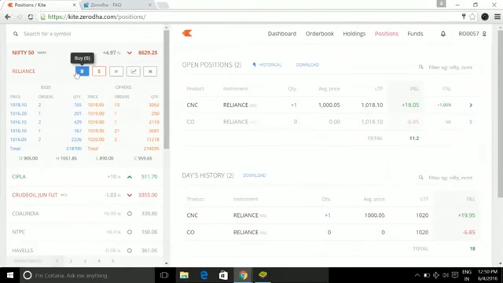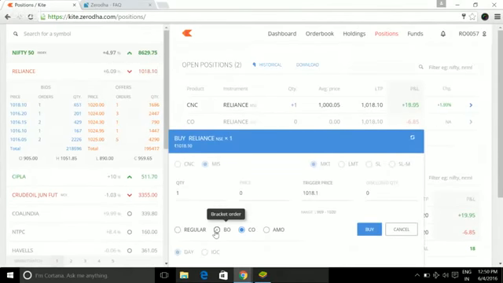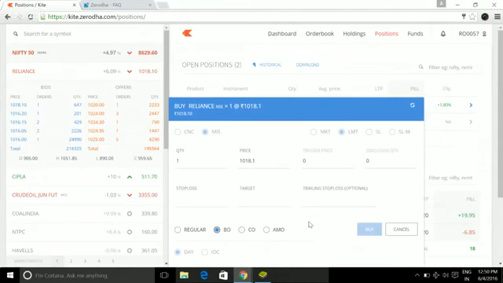Now, a bracket order: what we have on our Nest and Pi platforms, the desktop platforms, we've actually gone ahead and simplified bracket orders quite a bit on Kite.